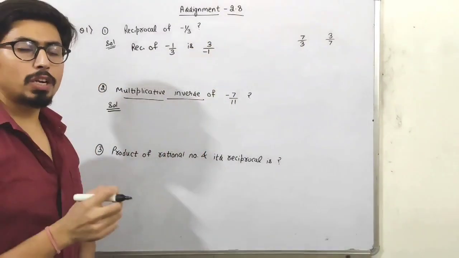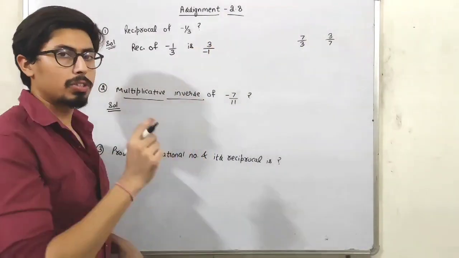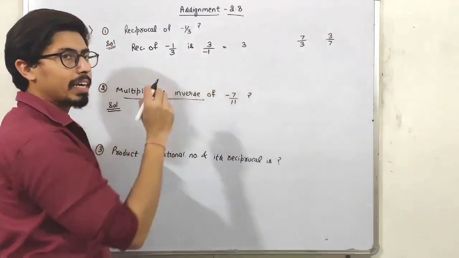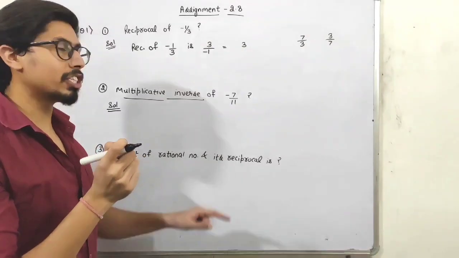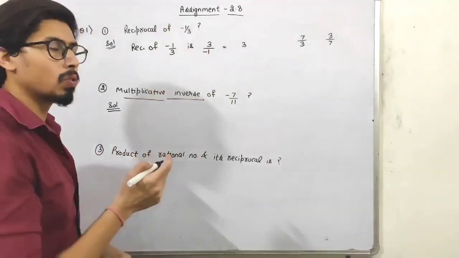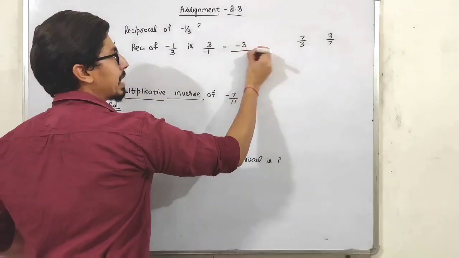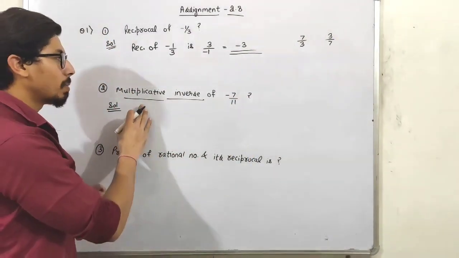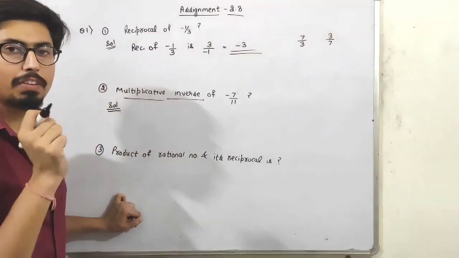Okay, students. And we know that 3 by 1 is 3. And if the negative sign is in the denominator, we can shift it towards the numerator also. So the answer is minus 3. Okay, students. Now the next part is the multiplicative inverse of minus 7 by 11.